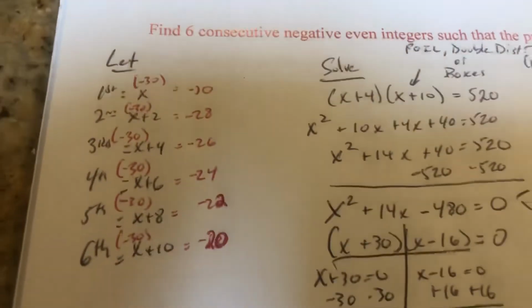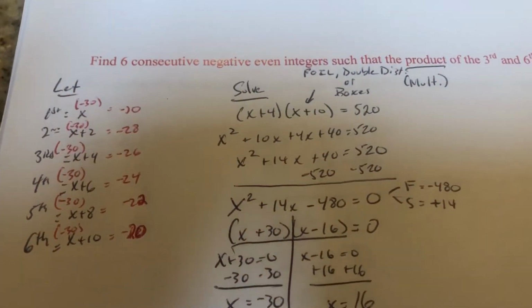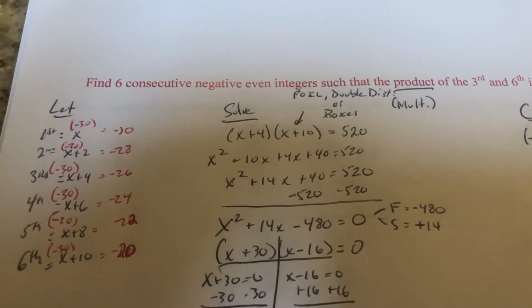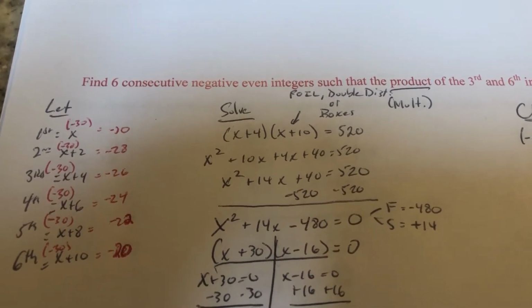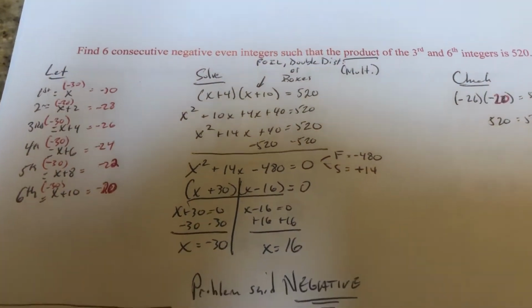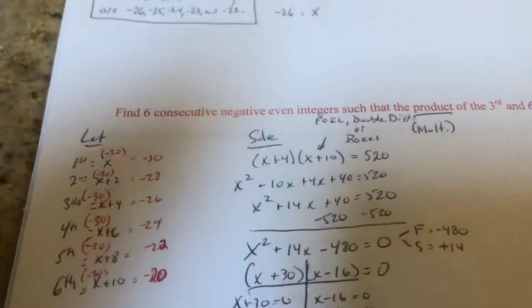All right, again, number 6, back to consecutive even, and it says consecutive negative even. We said on those problems you ignore the negative or positive until the end of the question. But we'll get to that in a minute. Now, back to the first problem.